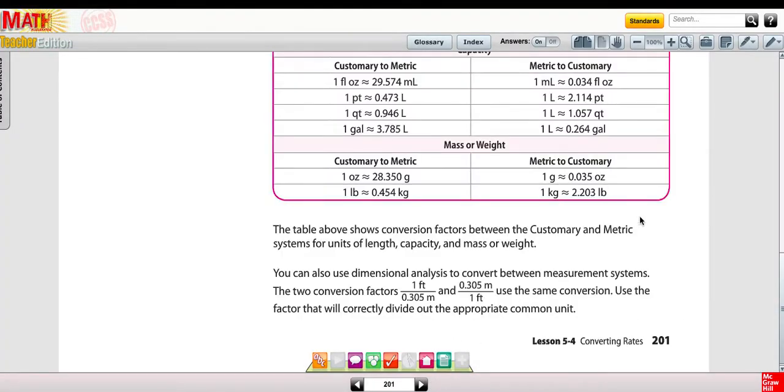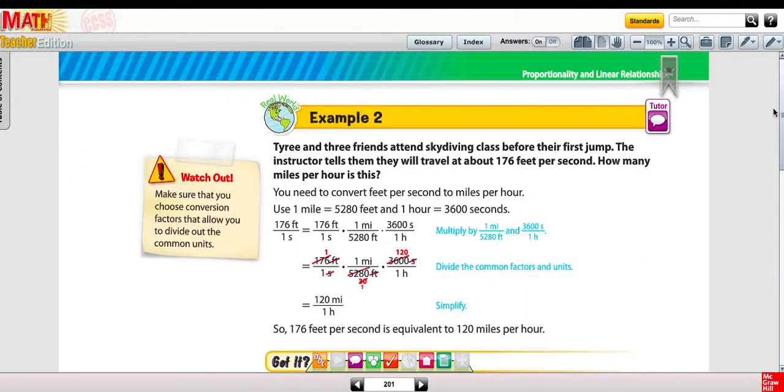Going on to the next page, page 201, you have some more example problems. At the top of the page, we are going to be converting 176 feet per second, and we're converting that to miles per hour. So a couple of things to notice here. We're talking about 176 feet, and we're going to miles. So we're going from customary measurement to customary measurement. But then we're going from seconds to hours. And so there's a couple of different things you can do there.